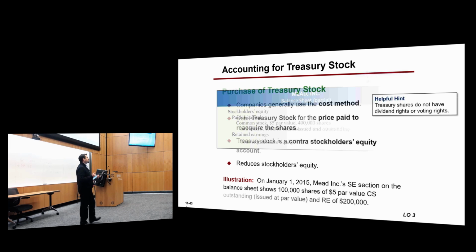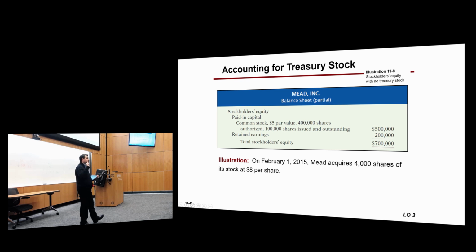Remember, when you are preparing the stockholders' equity section of the balance sheet, you have two main components: paid-in capital and retained earnings. In paid-in capital, you list whatever stocks you have: common stock, preferred stock, etc. So in this case, you have common stock. How many do you have? Basically, you have 400,000 shares authorized, but the company only issued 100,000. Those are the ones that are outstanding.